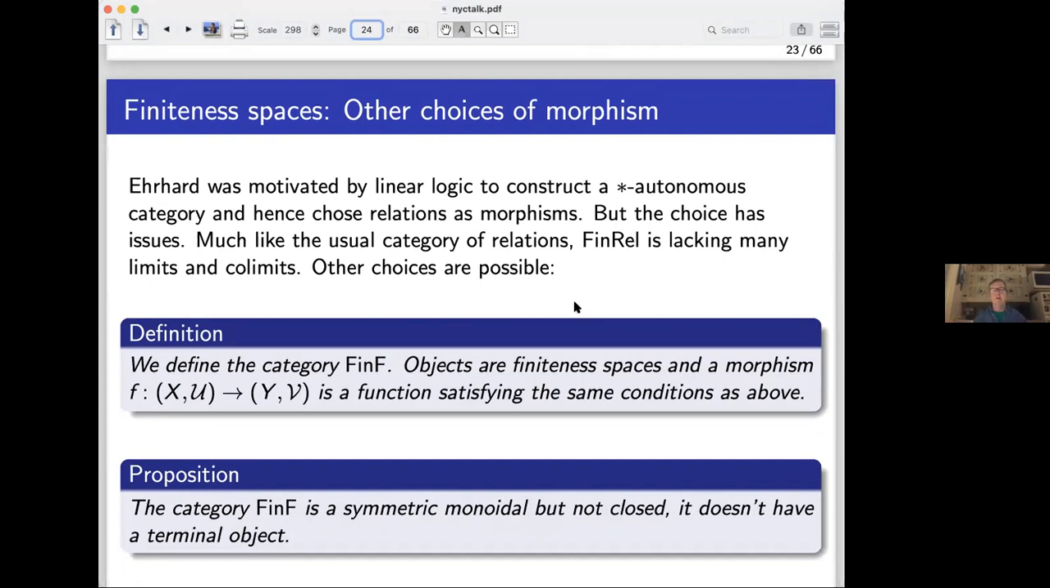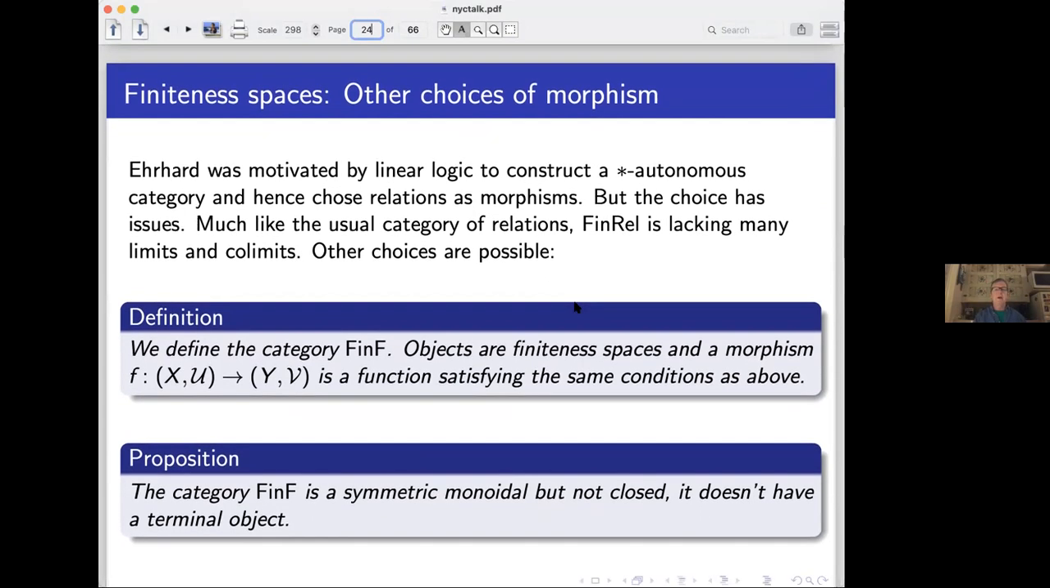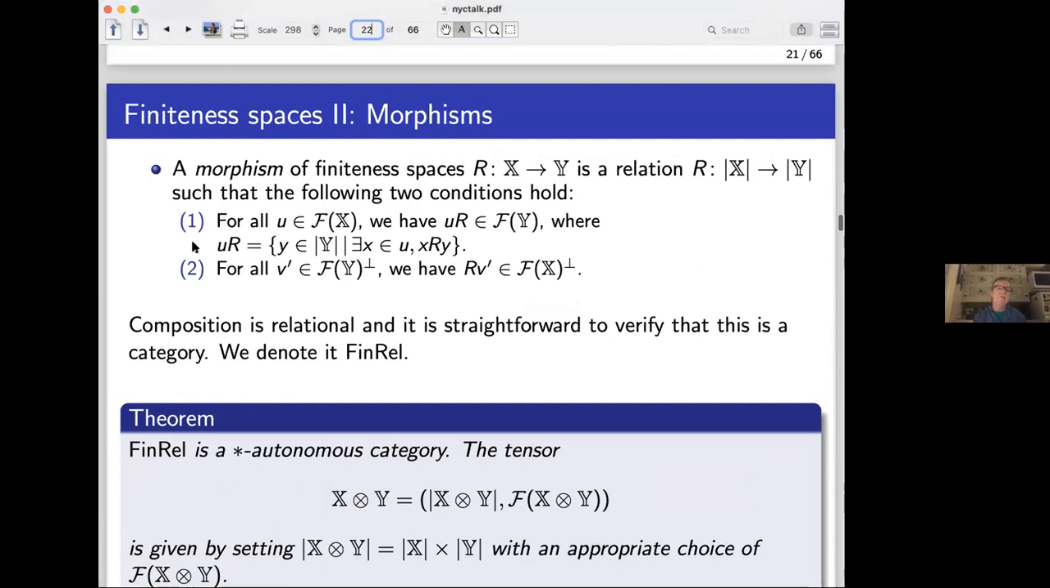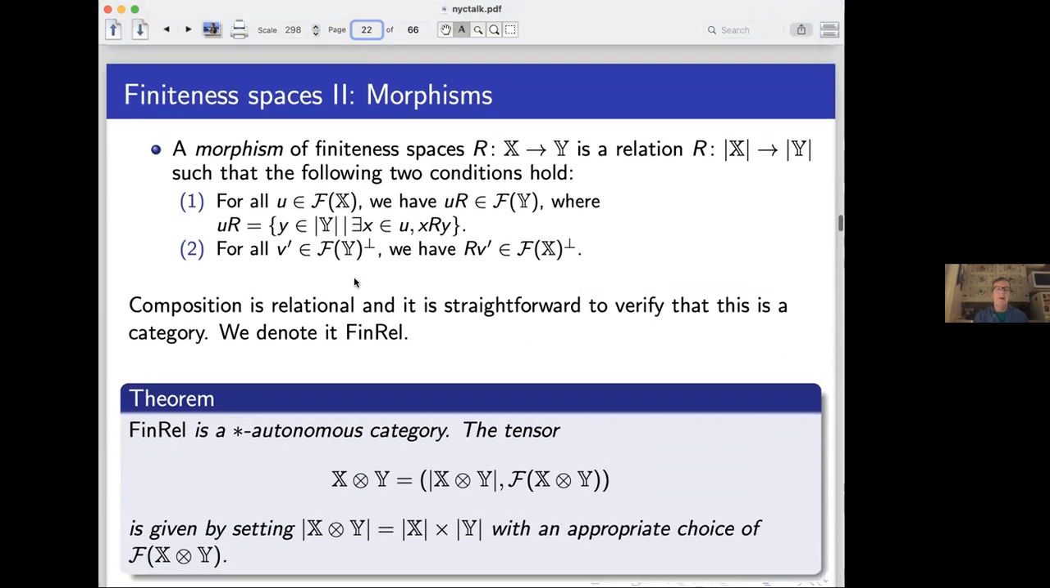Suppose we took functions to be our morphisms. And we said, we're going to take a morphism in our new category to be a function between the underlying sets of X and Y. And it still makes sense to require that these two properties hold, so that the forward image of a finitary in X is a finitary in Y, and the backwards image of a cofinitary in Y is a cofinitary in X.